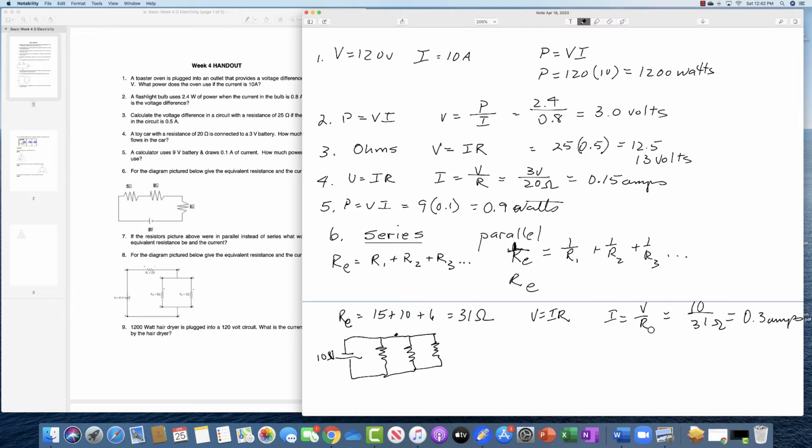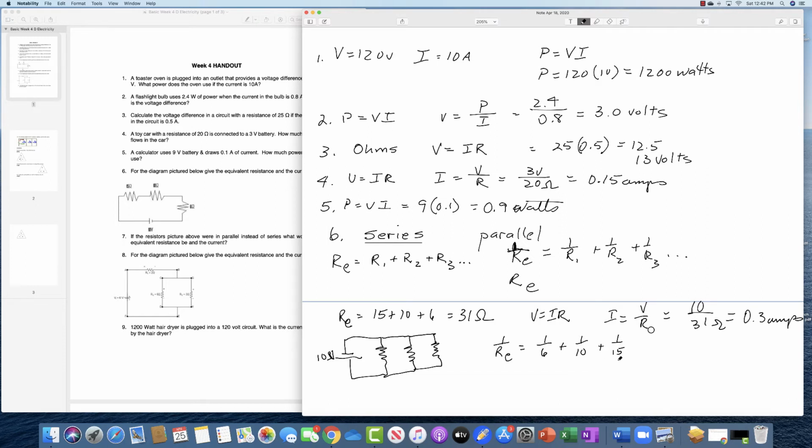But the other way to identify parallel is to recognize that at any point the current could take more than one path. In this, there's only one path that the current can take. Well, as I said up here, 1 over RE is going to equal the sum of 1 over each one of these. So we have 1 over 6 plus 1 over 10 plus 1 over 15.